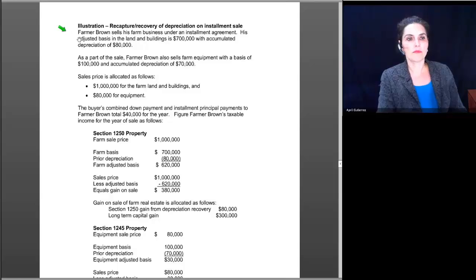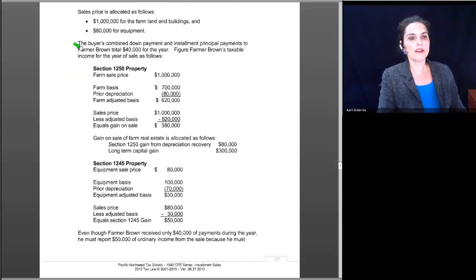Farmer Brown sells his farm business under an installment agreement. His adjusted basis in the land and buildings is $700,000 with accumulated depreciation of $80,000. As a part of the sale, Farmer Brown also sells farm equipment with a basis of $100,000 and accumulated depreciation of $70,000. The sales price is allocated as follows: $1 million for the farm land and buildings, and $80,000 for the equipment. The buyer's combined down payment and installment principal payments to Farmer Brown total $40,000 for the year. You're going to figure Farmer Brown's taxable income for the year of sale as follows.